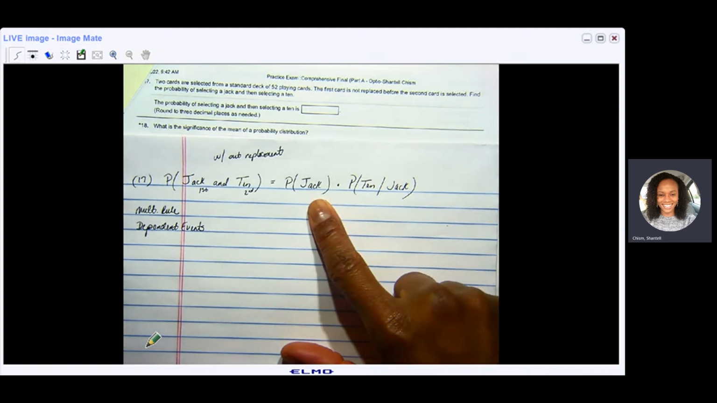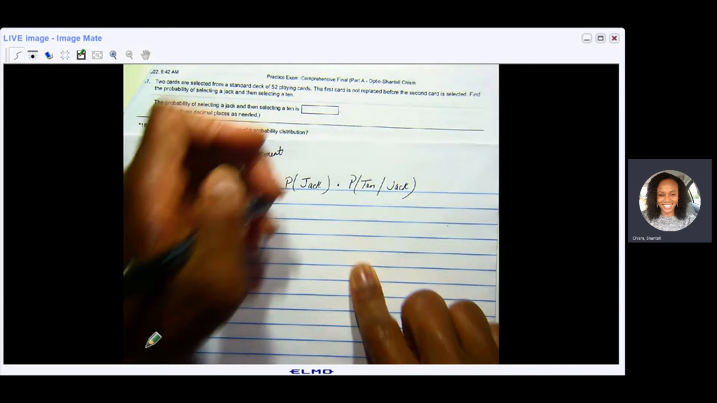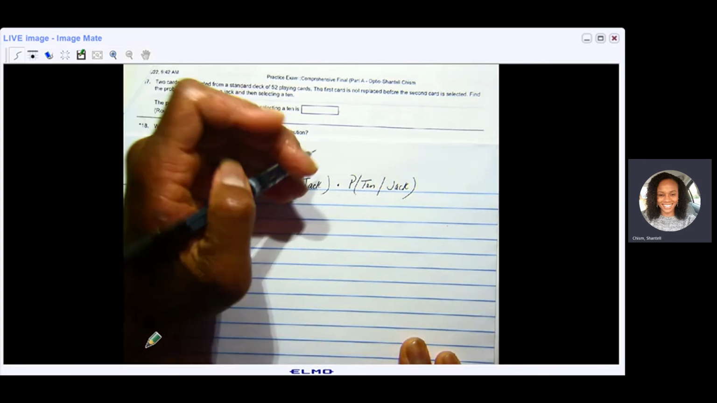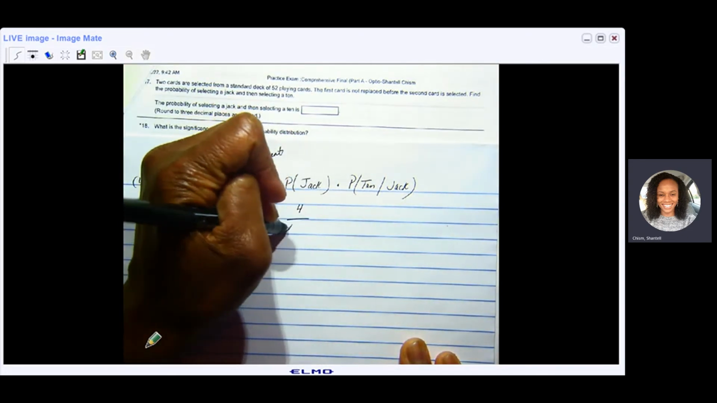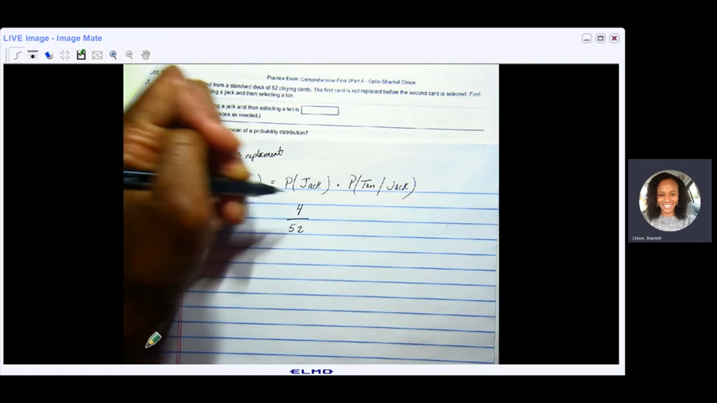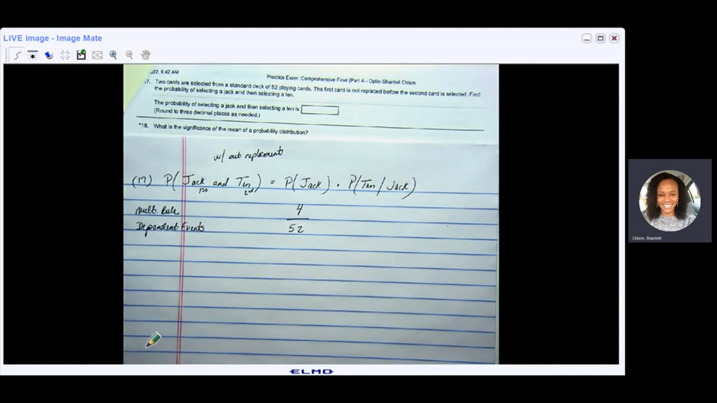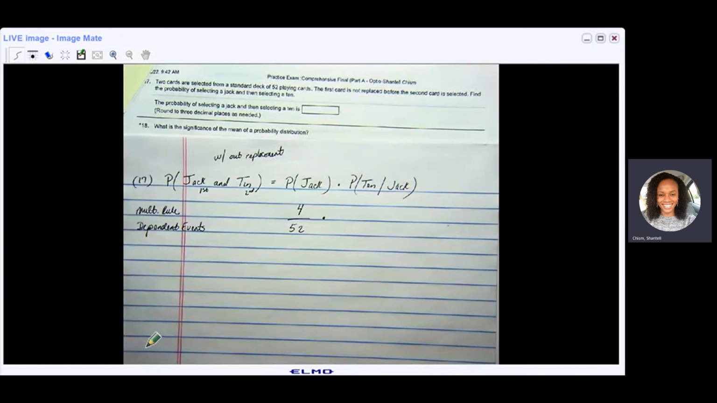Okay, so probability of selecting a jack. Well, in your deck of cards, there are 4 jacks out of 52 cards total. And you should still have the deck that I gave y'all before when we were working in module 3. So the probability of pulling a jack, you got 4 jacks. Every suit has a jack, okay? Remember, you got 4 suits, so 4 out of 52.